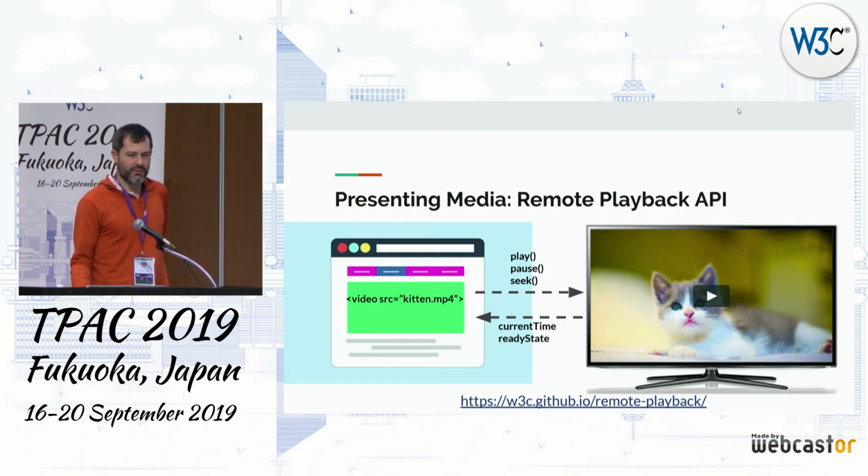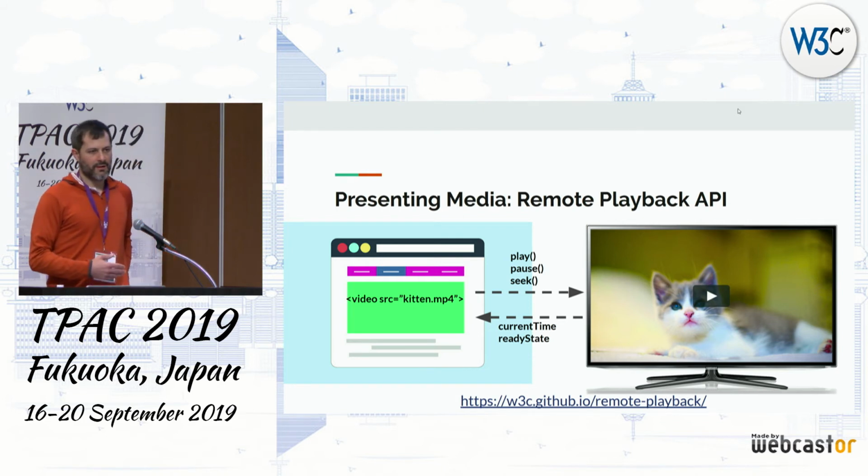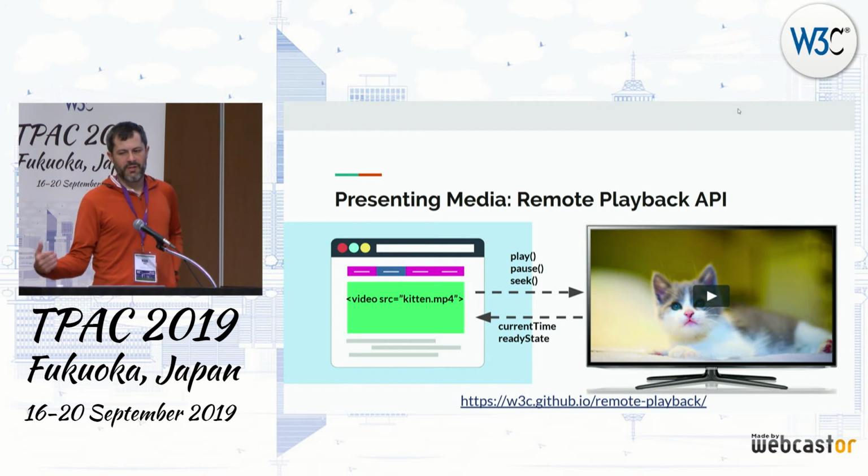If there is a compatible device, again, the user has to give the page permission to send the media to the connected screen. Once you initiate the connection between the page and the remote screen, in most cases, the browser will send the URL of that video file or the media resource to the other screen, where it can then fetch and render it locally.